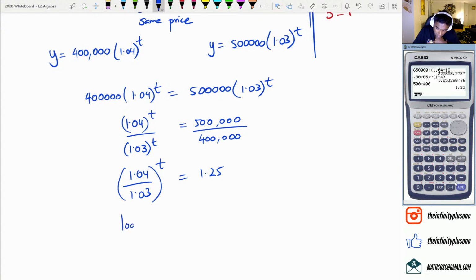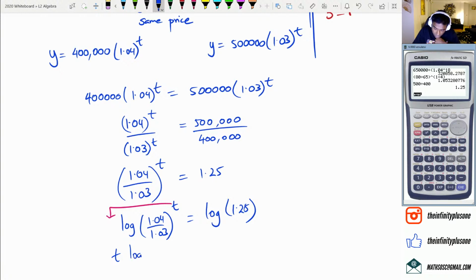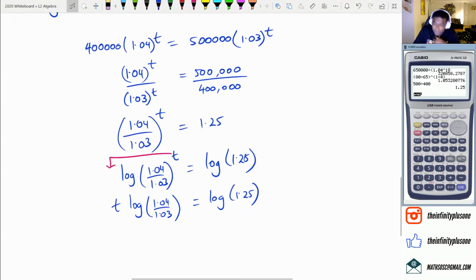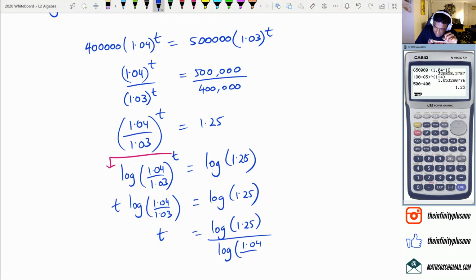What I'm going to do is take logs. So log of 1.04 divided by 1.03 to the power of t equals log of 1.25. Now I'm going to bring the t to the front, so I end up with t log of 1.04 over 1.03 equals log of 1.25. The reason I didn't solve 1.04 over 1.03 is that I wanted to keep it in such a way that I get the most accurate answer possible. Otherwise, rounding errors are always going to mess things up.